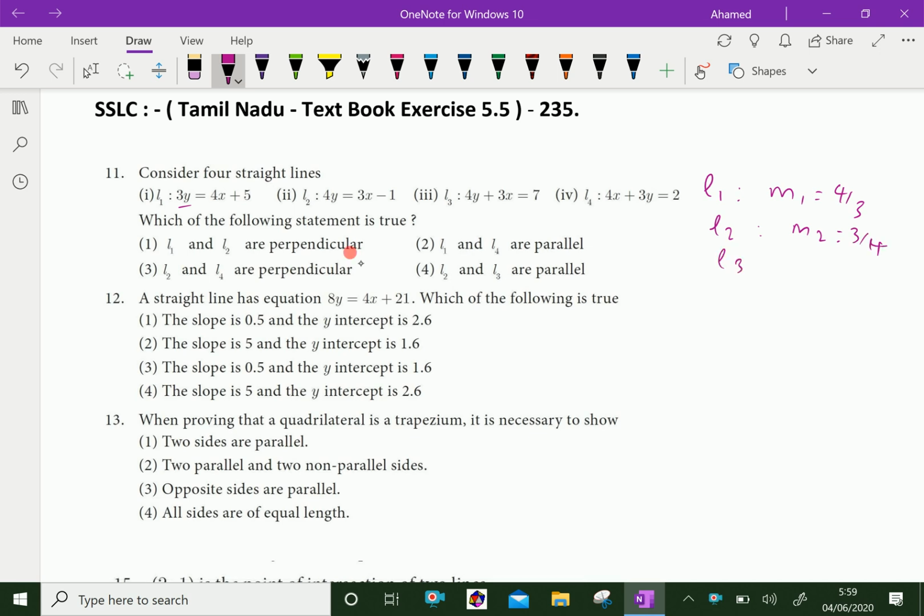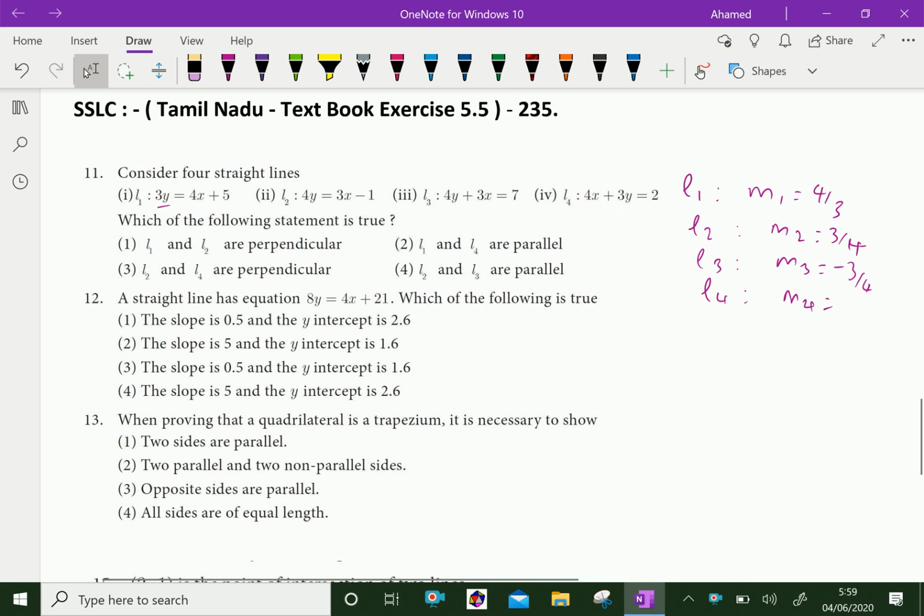And line L3, M3 equal to, here this 3x goes to that side as minus 3x and 4 goes down, minus 3 by 4. And line L4, the slope is, look here, this 3y, the minus 4x goes to that side, minus 4x, then minus 4 by 3. Now here, L1 and L2 are perpendicular, first option.